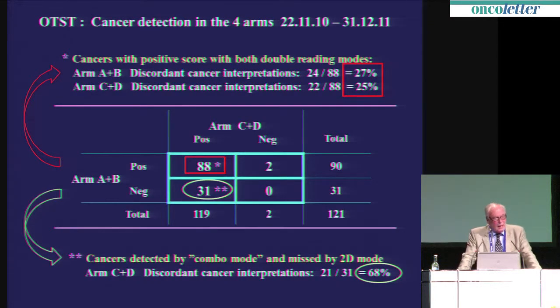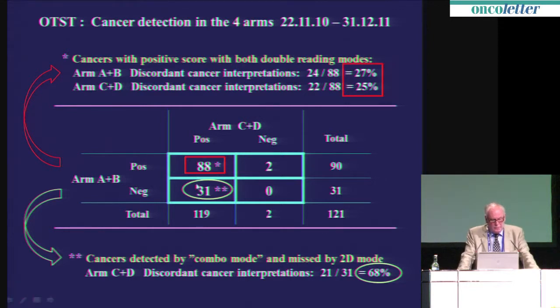If we look at the cancers from the publication in European Radiology, and we look at the cancers picked up by the readers in arm A, that plus B, that means 2D only, versus 2D plus tomo, you can see the discordant cancer interpretation rate is approximately the same that we had in the Norwegian screening program, about 25%. These are discordant interpretations, that means missed by one of the two readers.